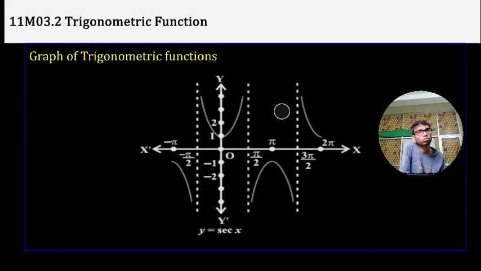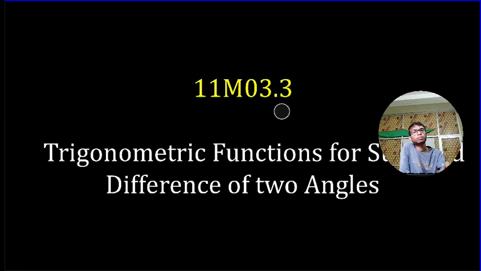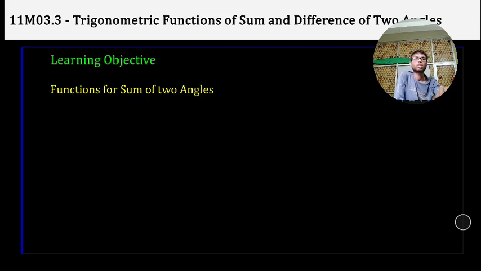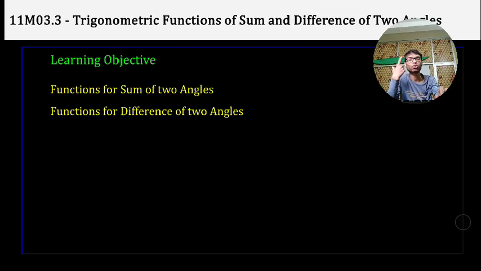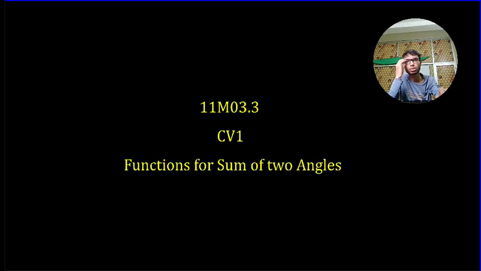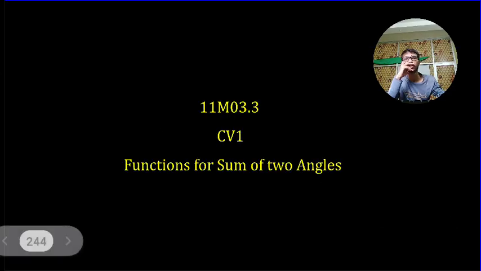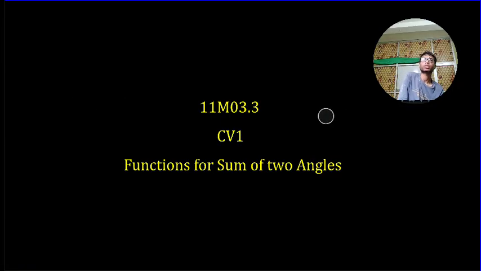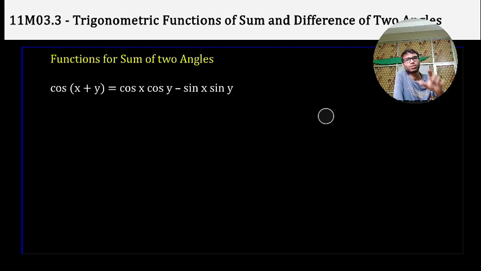Now I am going to move to trigonometric functions for sum and difference of two angles. For example, a plus b, these are two angles. We are taking a as an angle and b as the angle of another function. Learning objectives: functions for the sum of two angles, then functions for the difference of two angles, then some important identities. Now we have started with the sum of two angles.